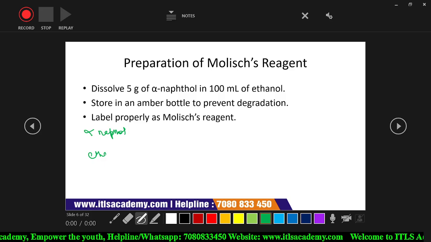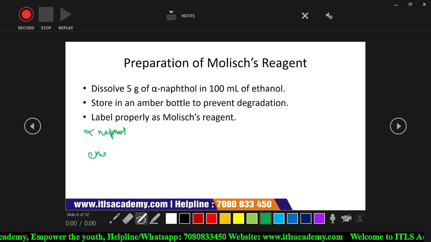Now, the next is the iodine reagent. The iodine reagent is used to detect the presence of starch. Here, an iodine molecule is inserted into the amylose helix. Then it forms a blue-black color complex.